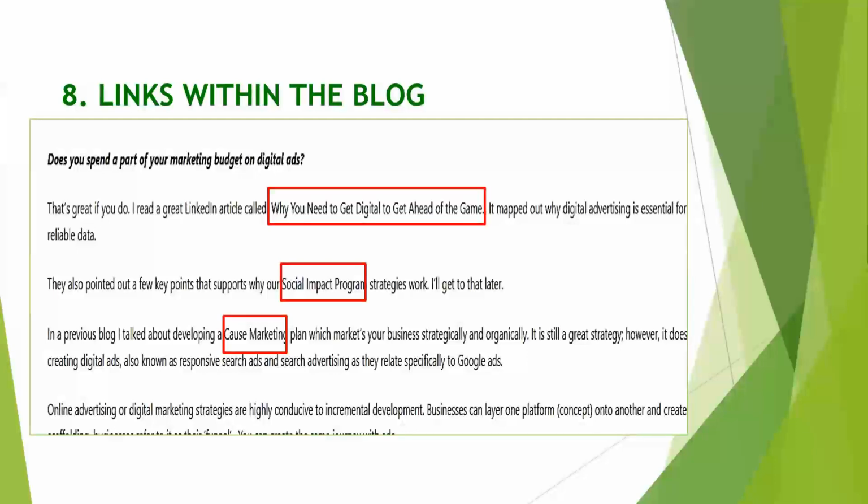Next, you want to have links within the blog. Every one of these that I have in this red square is an actual link. For example, I talked about a great LinkedIn article called Why You Need to Get Digital to Get Ahead of the Game. And that is linked back to that LinkedIn article. I pointed out and talked about Social Impact Program, which is a program of the Philanthropreneur. And so those words are linked back to the page on Philanthropreneur Foundation. I talk about cause marketing and also have training for that. I link that back to that information.